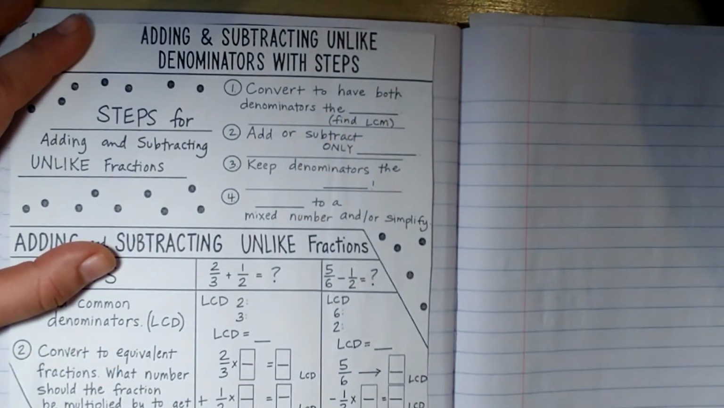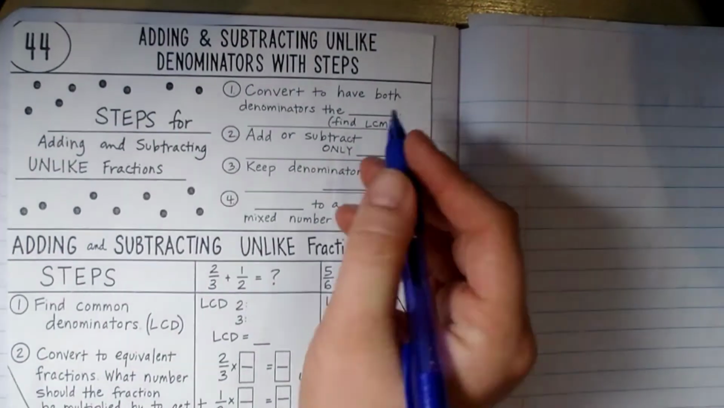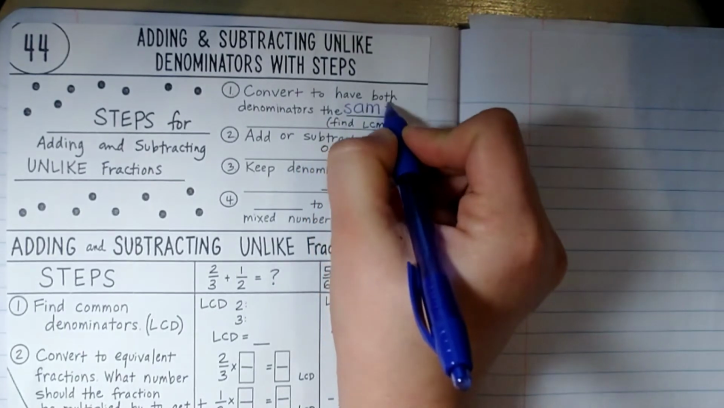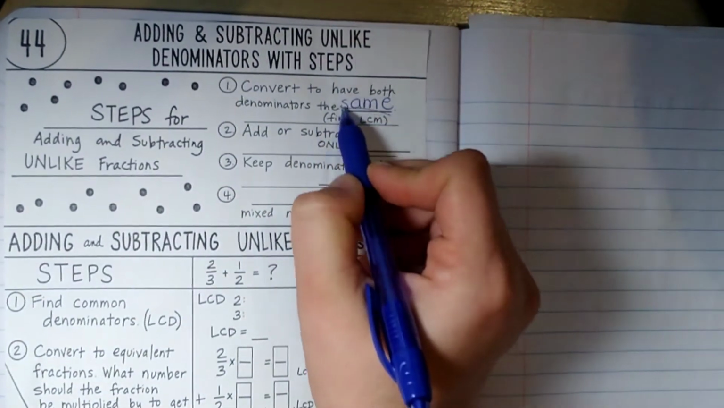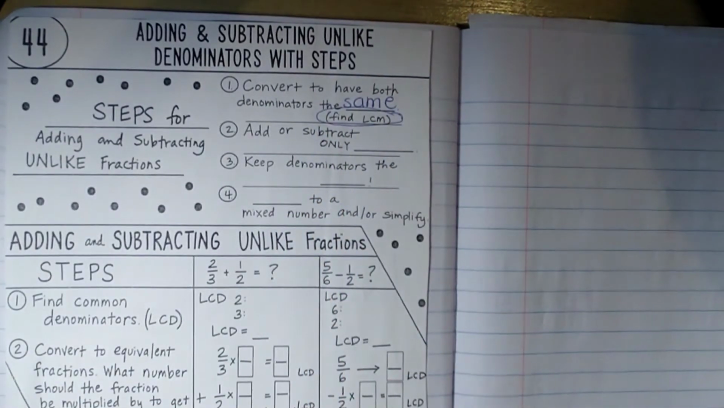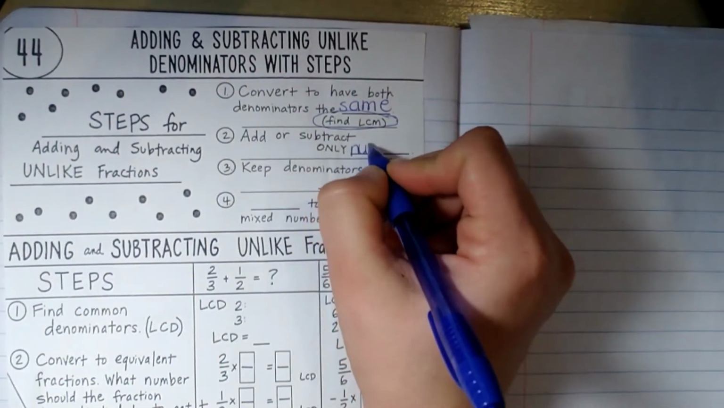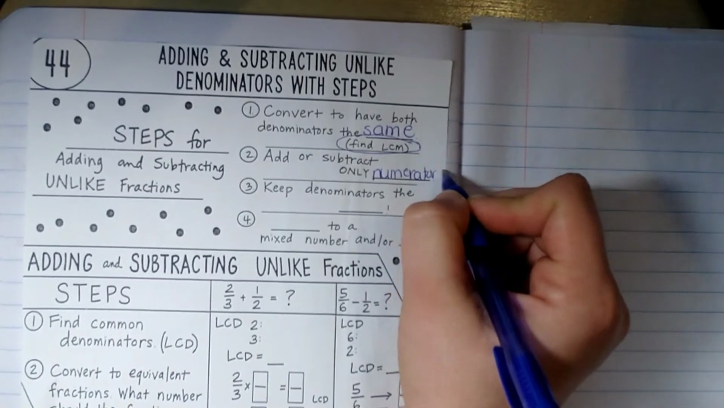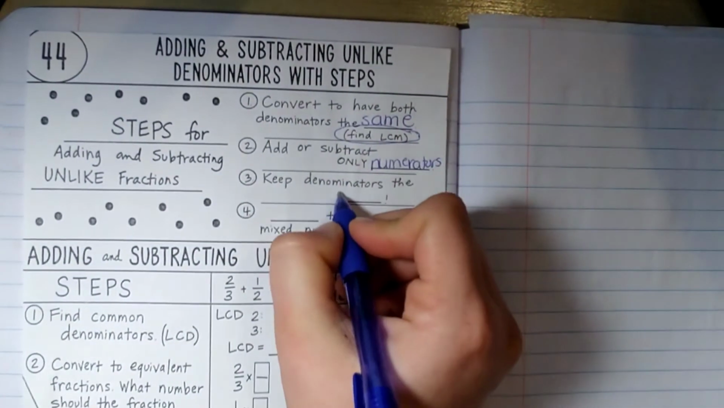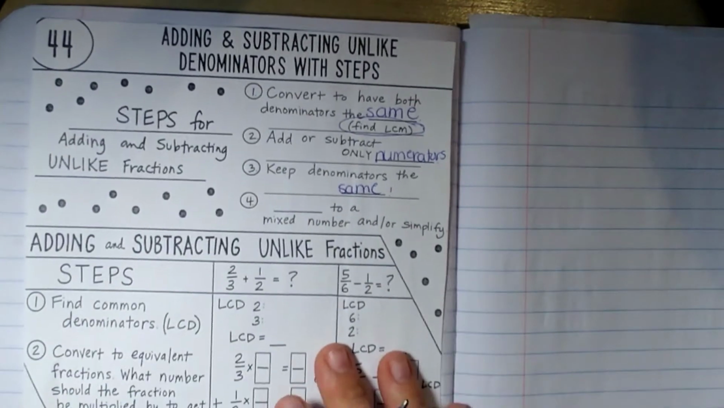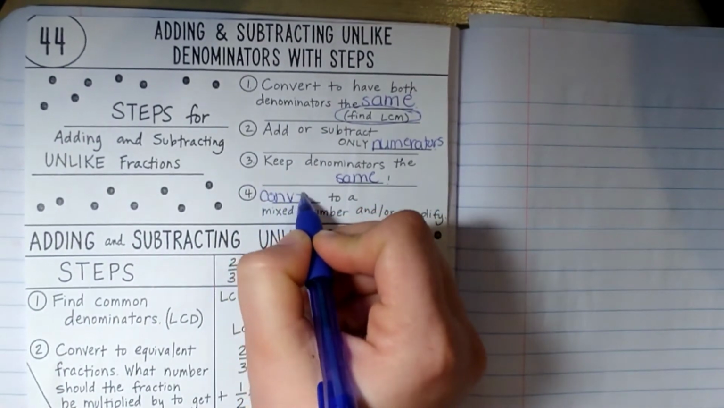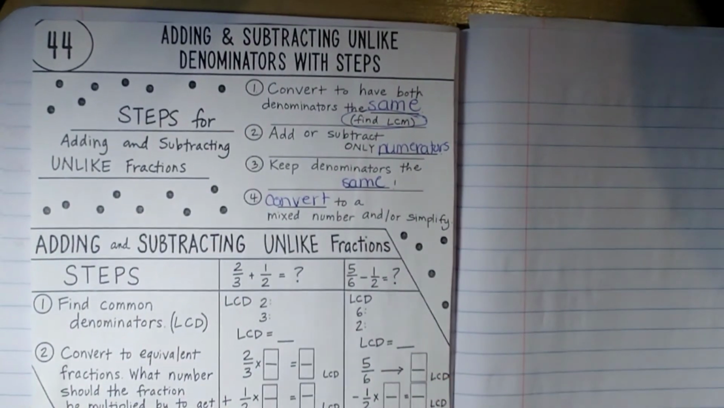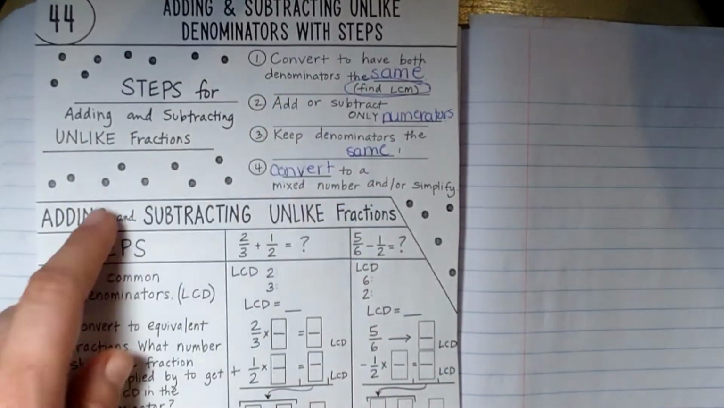We have to convert to have both denominators be the same. So we have to find the least common multiple or least common denominator. Then we are only going to add the numerators. So once we change the denominators, they stay the same. We're going to keep the denominators the same. And then we will convert to a mixed number or simplify if needed.